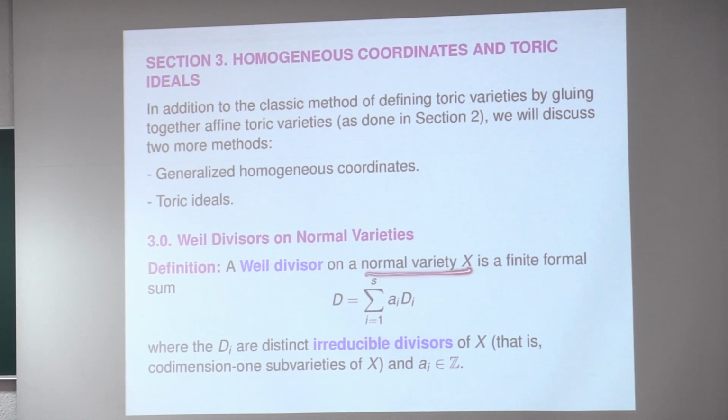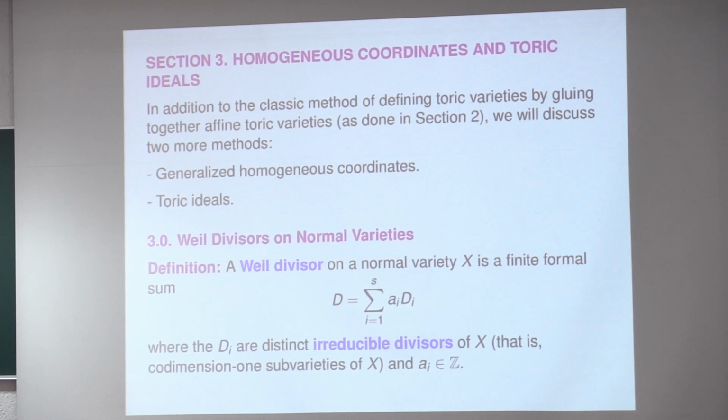If you have a normal variety, it's not needed for the definition and it's not even needed for the results. A divisor is just 7 times this subvariety of codimension 1, minus 12 times the one over there, plus 15 times the one over there, minus 20 times this other codimension 1 subvariety. It's just a formal combination with integer coefficients of codimension 1 subvarieties. You could say it is the free abelian group generated by all codimension 1 subvarieties. We call that a Weil divisor.